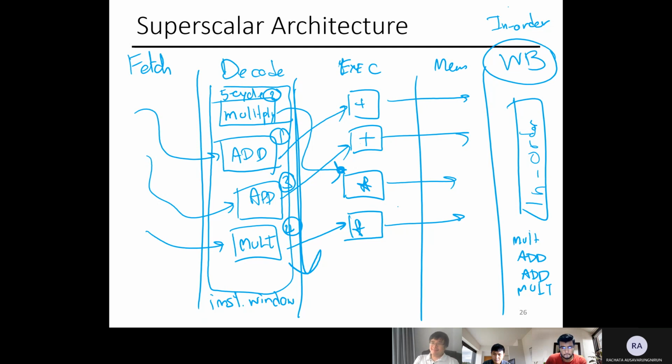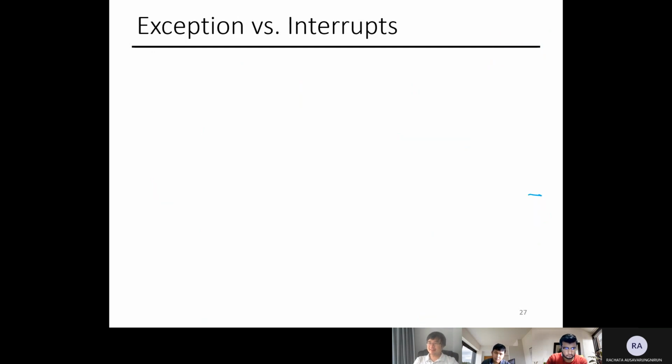It all seems good. As long as we can keep this order, it all seems good until we have these 2 things. Without exceptions or interrupts, your program is guaranteed to run and finish. With exceptions, what is an exception?